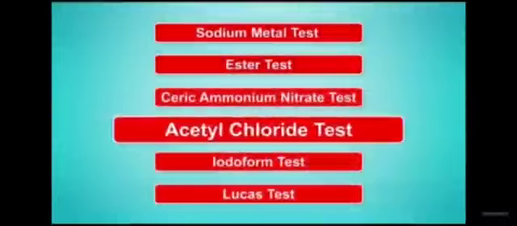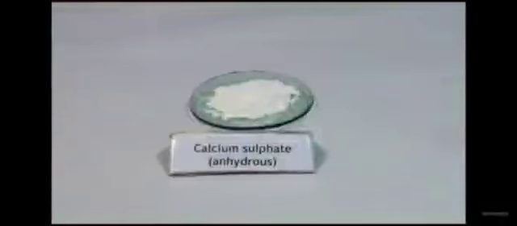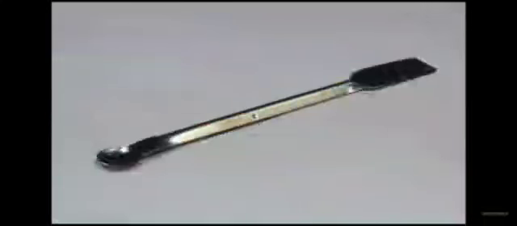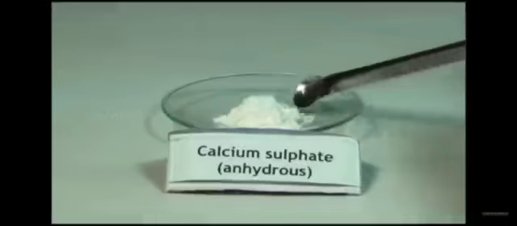Next is the acetyl chloride test. Materials required: organic compound, anhydrous calcium sulfate, acetyl chloride, ammonium hydroxide, test tubes, filter funnel, and glass rod. Procedure. Take a small quantity of organic compound in a test tube. To this, add a small quantity of anhydrous calcium sulfate using a spatula.